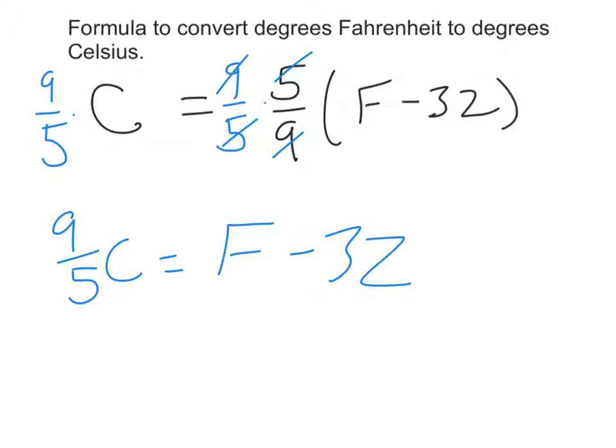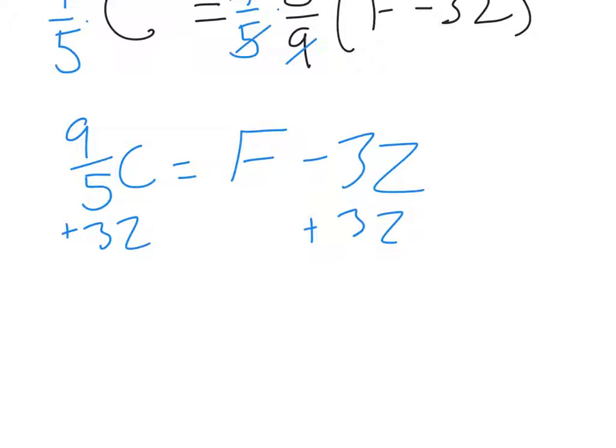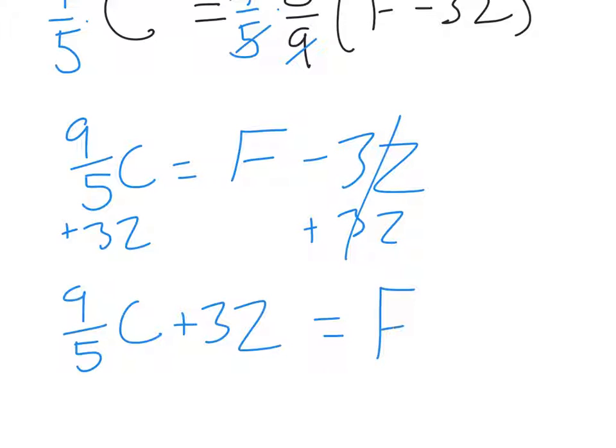And so now if you want to solve for F, you add 32 to both sides. And we get 9/5 C plus 32. Notice these can't combine because we don't know what C is and they're not like terms. Equals, and those canceled out, so we get equals F.